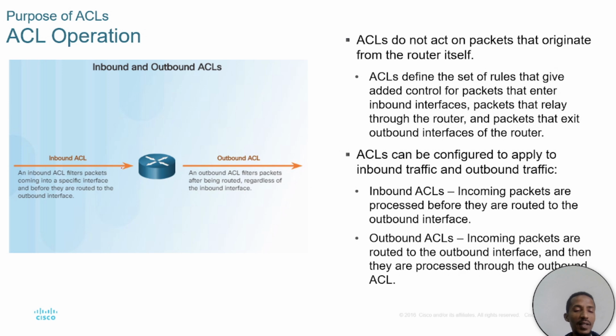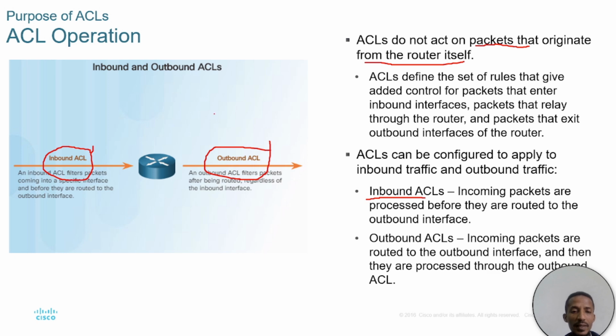There can be two types of access control list operations. We call them what? Also, packets which are from the router itself will not be inspected. Inbound means coming into some interface, and outbound means going out of the interface. For example, here this is an inbound coming to the router, and you can see that checking occurs while going outside. That's what we call an outbound access control list.